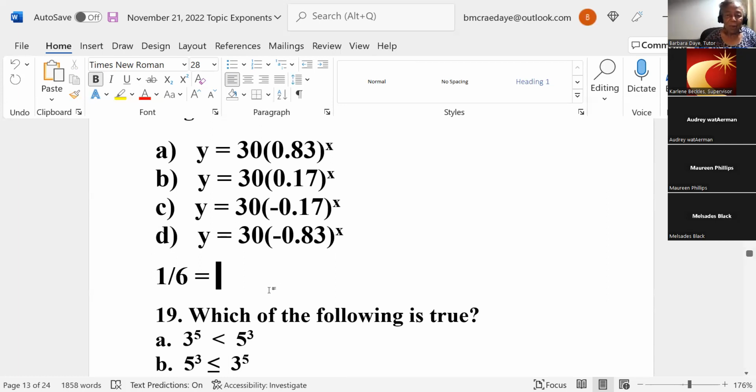Okay. Maureen, 1/6 is what as a percent? Okay, 1/6 of 100. 1/6 is equal to what? 6%? Audrey, what did you say? 6%? No. 6 times what number gives you 100?